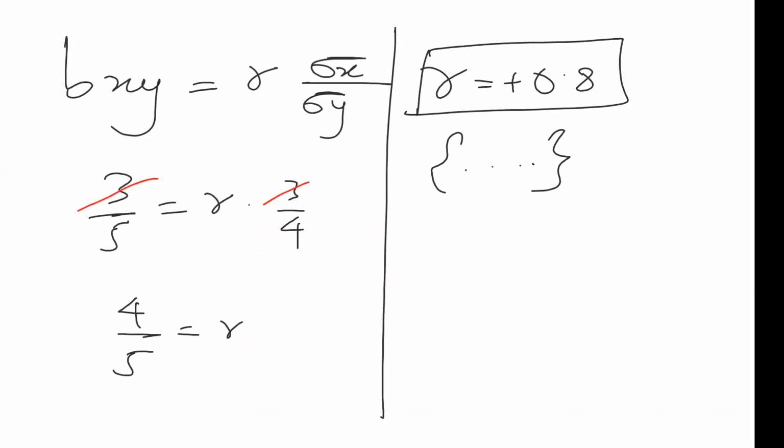Okay, final answer you write r is equal to plus 0.8, and you'll write r is positive since bxy is equal to 0.2. Fine. So what you need to do is you revise this problem again and again, because it's a very important board question. Fine, and just wait for a while.